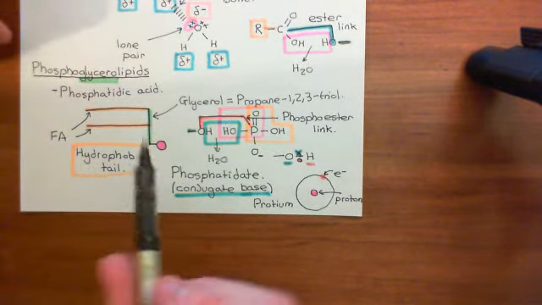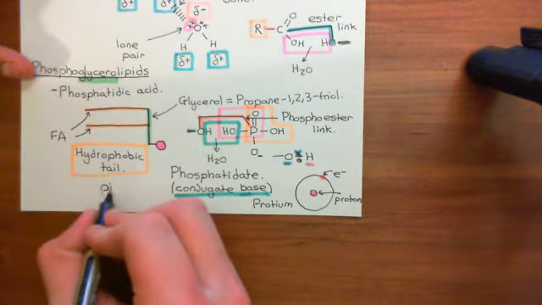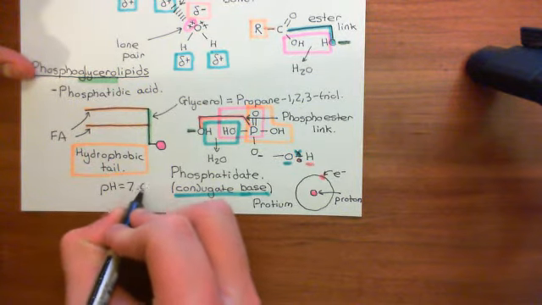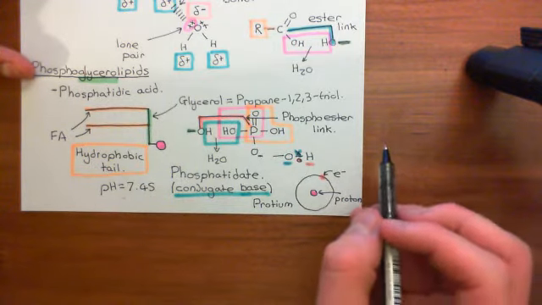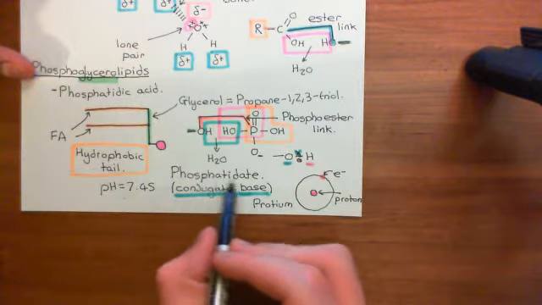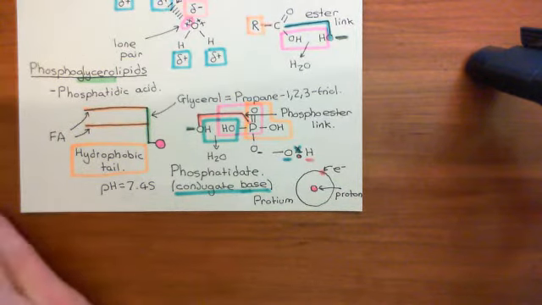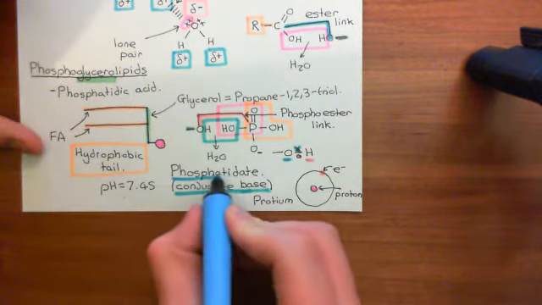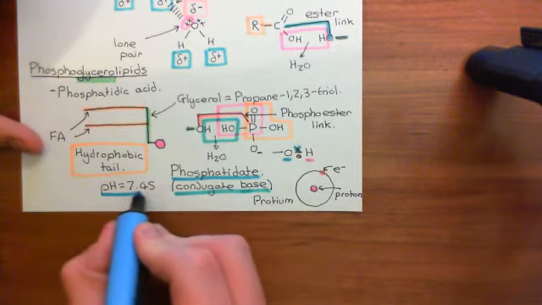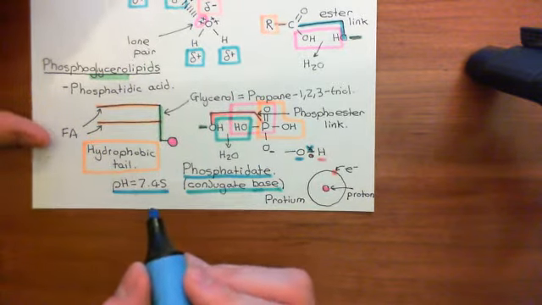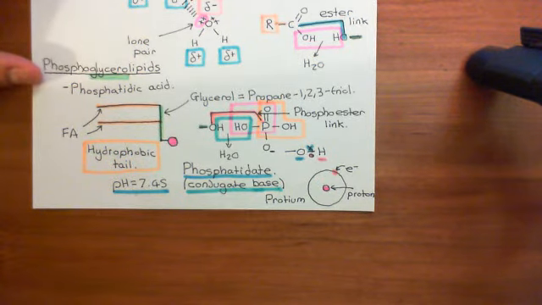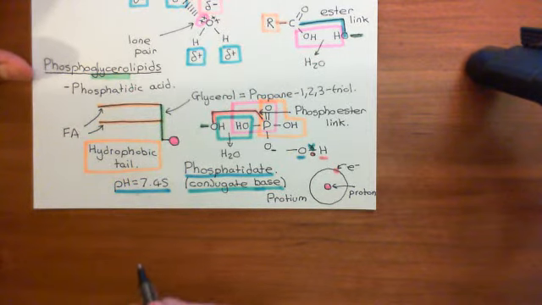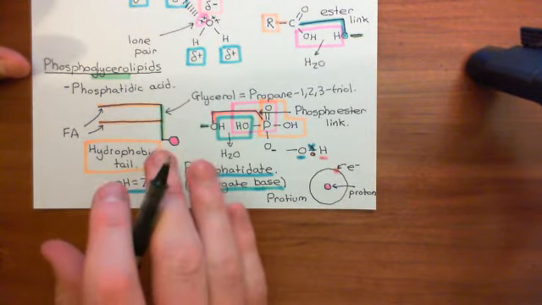Now, under physiological pH, which is around 7.45, most phosphatidic acid molecules have donated their proton away into solution and therefore exist as phosphatidate molecules rather than as phosphatidic acid, which is why most people talk about phosphatidate a lot more than they would talk about phosphatidic acid, because most of the phosphatidic acid exists as phosphatidate. Okay, right, so that's phosphatidic acid.